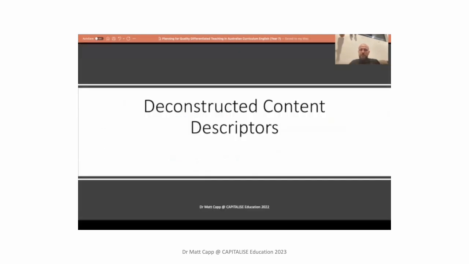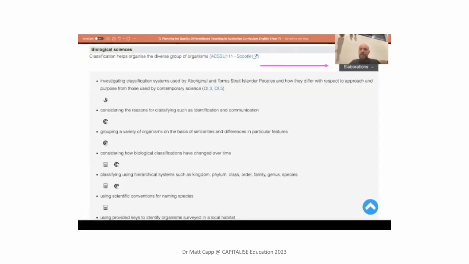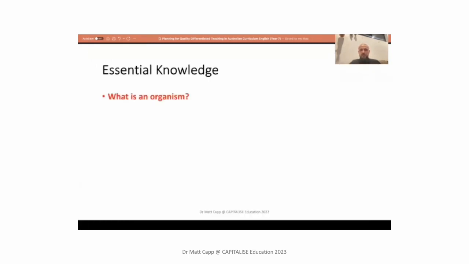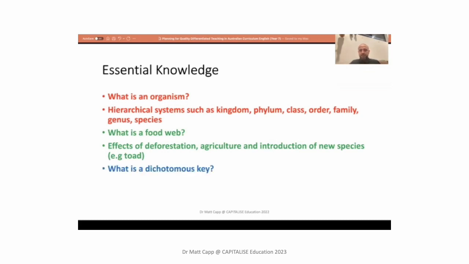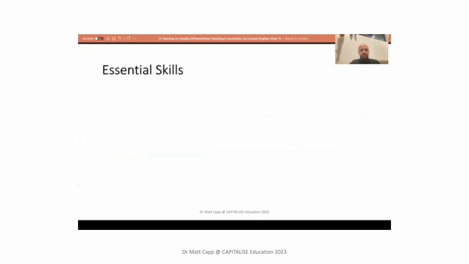So once we've identified the content descriptors, we need to start deconstructing them to identify the essential knowledge and the essential skills. To do this, we can go to the elaborations and have a look at what they tell us. We don't have to cover it all, because there's a lot there, but it gives us ideas about the essential knowledge and skills. Once we look at the elaborations, we can start to deconstruct those content descriptors into those knowledge and skills. So once I've looked at those three content descriptors, I've worked out what is the essential knowledge that I need to contextualize for my learners. Going back to the elaborations and back to the content descriptors, I can work out then what is the essential skills I need to model for my students.